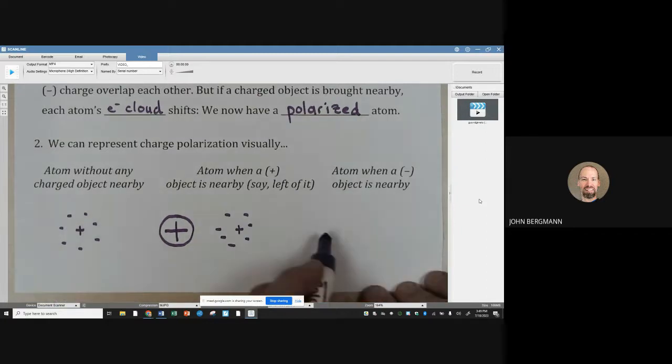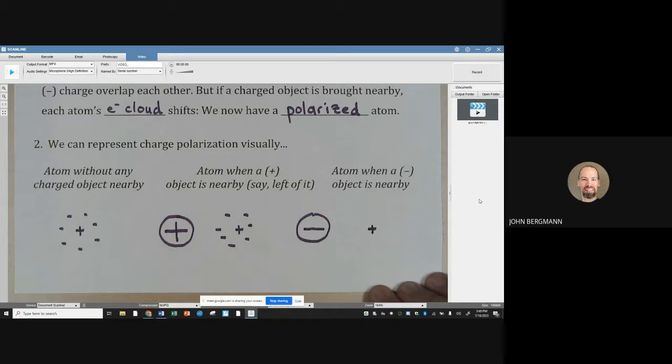Similarly, if we were to bring a negative object nearby, once again, here's our nucleus, which, because it's connected to all the other nuclei, again isn't really going to be affected very much by the attractive force that it will have with this negative object. But the electron cloud wants to get away. It is repelled, isn't it, from that negative object. And so here again, you can see that the positive and negative charge centers don't line up. This now is also a polarized atom.